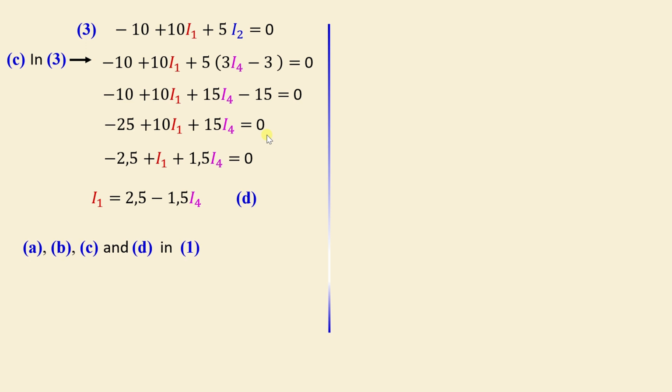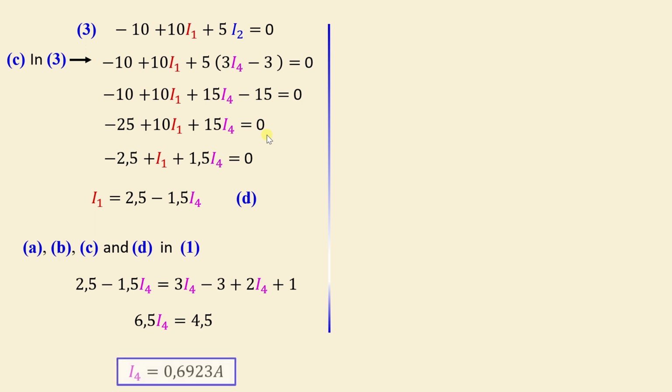If we replace A, B, C and D in 1, we obtain 2.5 minus 1.5 I4 is equal to 3 I4 minus 3 plus 2 I4 plus 1. Finally, we have 6.5 I4 is equal to 4.5. We obtain I4 is 0.6923 amps.